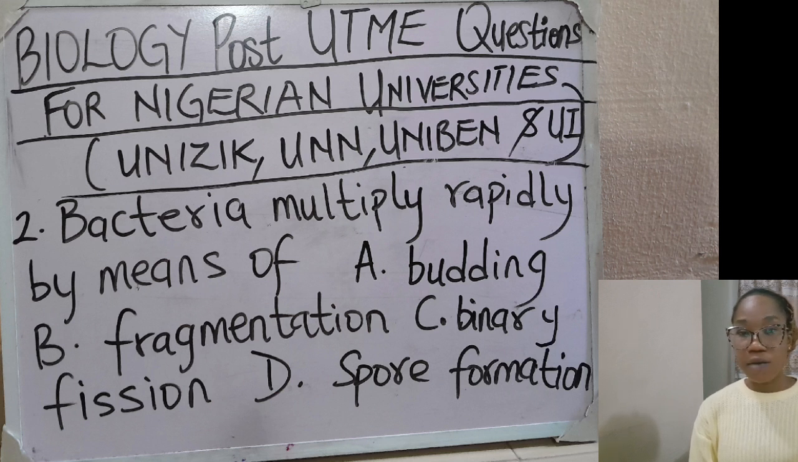Then we also have fragmentation. Fragmentation simply means to divide into parts. Most organisms that can undergo this kind of fragmentation are something like amoeba. They can split. Then we also have binary fission. That is actually the answer.